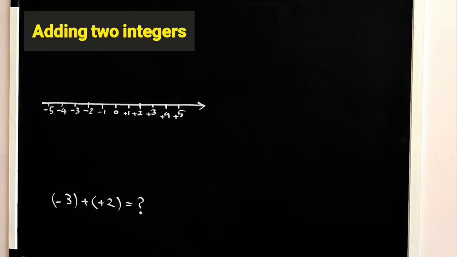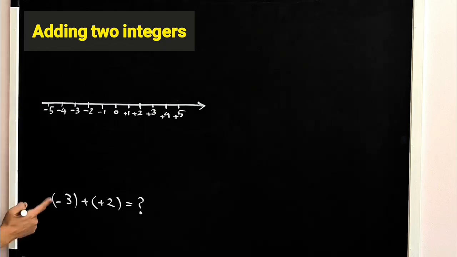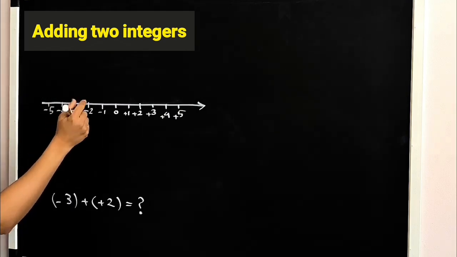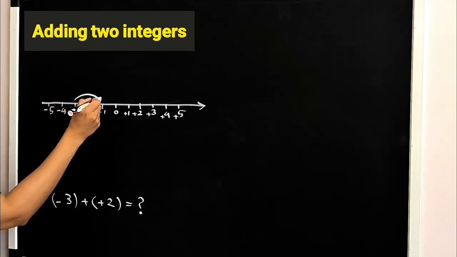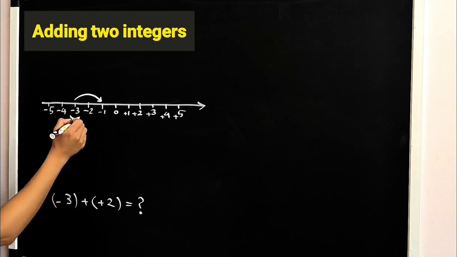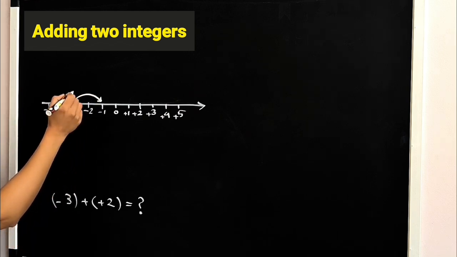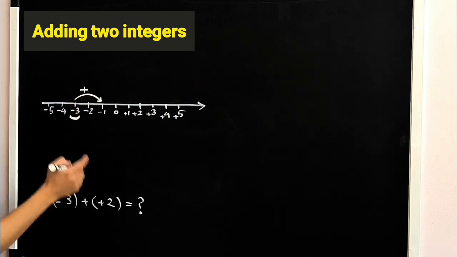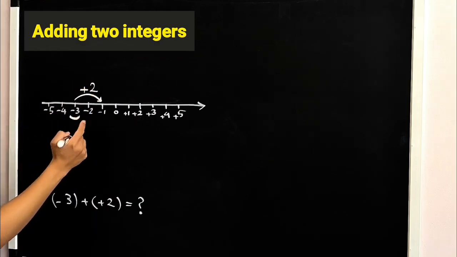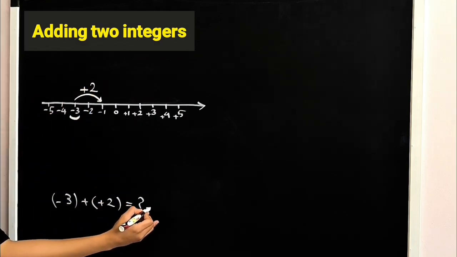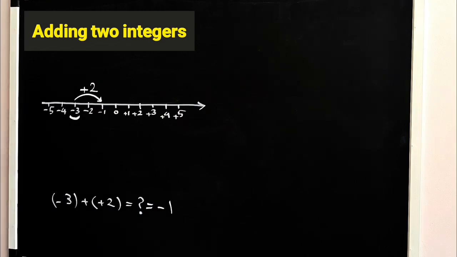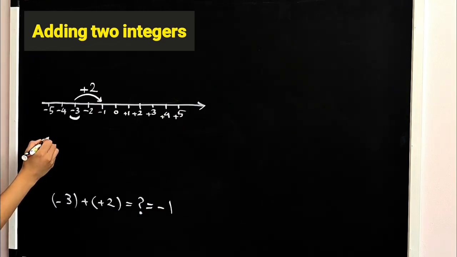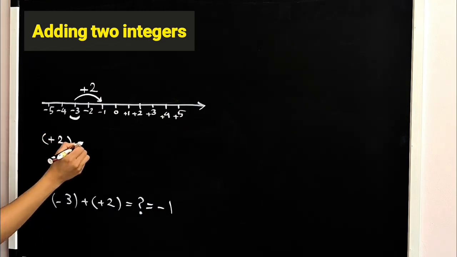Next, let's learn how to add two integers. For example, let's find the sum of -3 and +2 on the integer number line. We start by locating the first number, -3. Then we move according to the value of the second number. If the second number is negative, we move to the left. If it's positive, we move to the right. Here, since the second number is +2, we move 2 steps to the right. The result is -1.